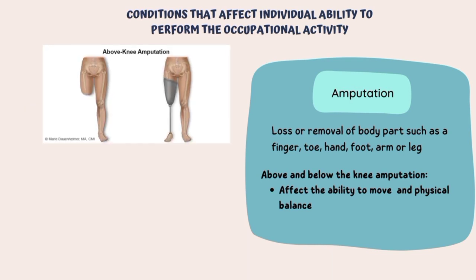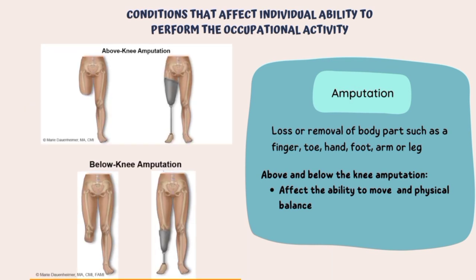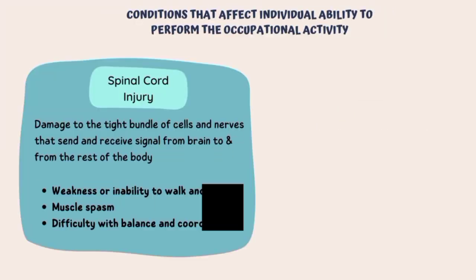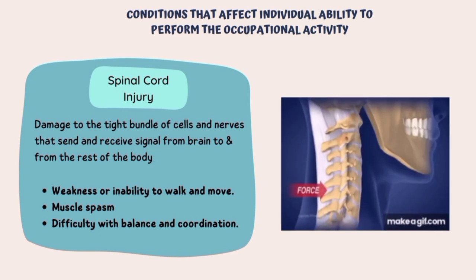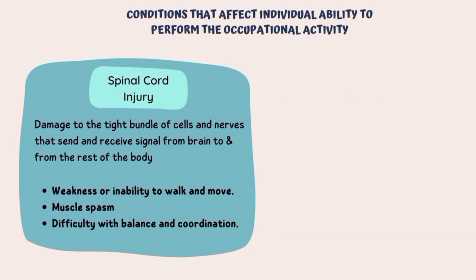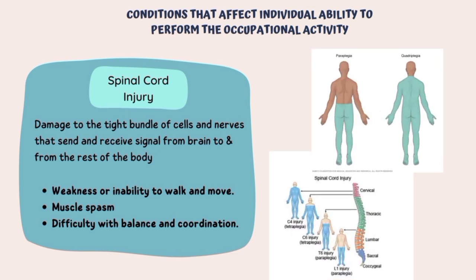For example, above and below the knee amputation will affect the ability to move and physical balance. The fifth condition, spinal cord injury, is damage to the tight bundle of cells and nerves that send and receive signals from the brain to and from the rest of the body. People with this condition have weakness or inability to walk and move, have muscle spasms, and difficulty with balance and coordination.